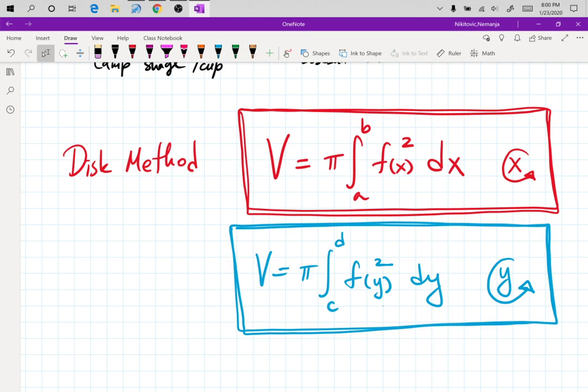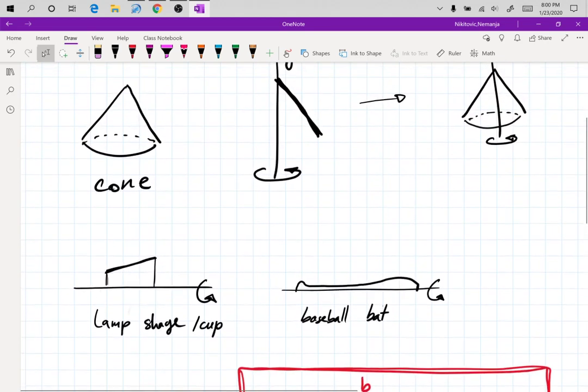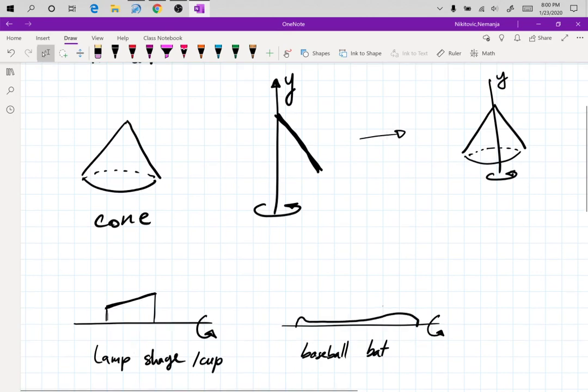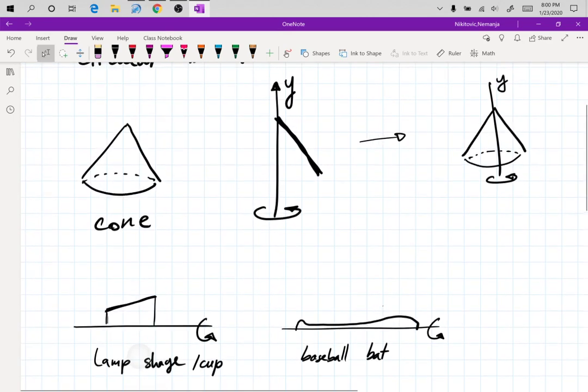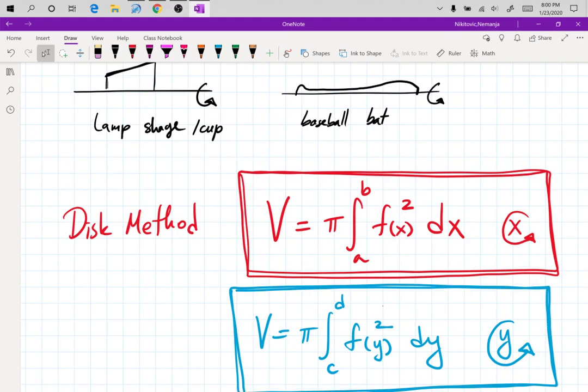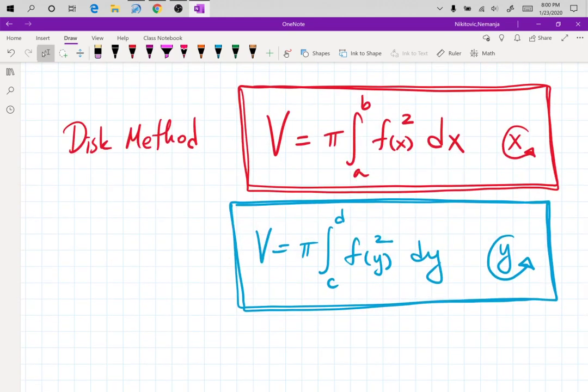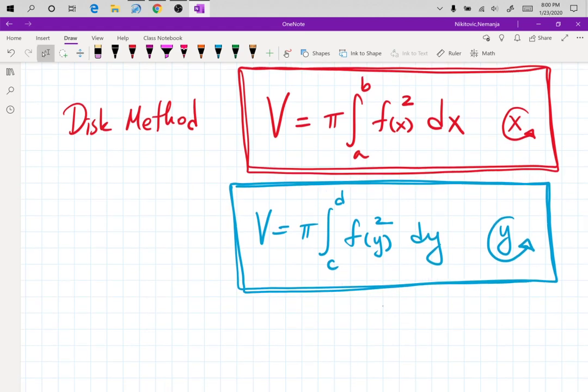The top one is rotation around the x-axis, which was our baseball bat and lampshade. And then the blue one is the y rotation axis, which was our cone. We all agreed on that? Perfect. Let's understand this formula. Why is this a formula? I hope that you remember from your Calculus 1 course that the volume is calculated when you multiply the area of the base by the height, right?